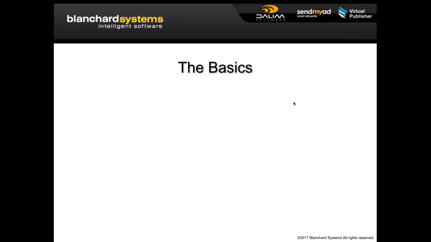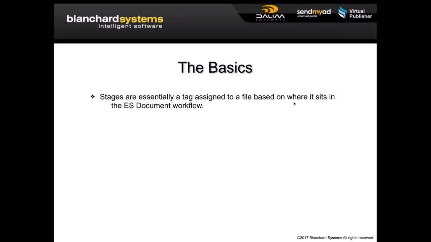Now, I was trying to think of a pithy way to describe what stages are. And this, I think, is pretty close: stages are essentially a tag that you assign to a file based on where it sits in the ES document workflow. And a key thing to remember about that is you could tag a file or assign two different stages to it, but it's still the same file. So although the file may be the same, you can tag it differently so that ES treats it differently.